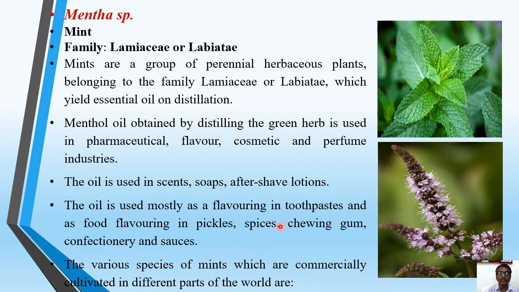The oil is used in scents, soap preparations and aftershave lotions. The oil is used mostly as a flavoring in toothpaste and as food flavoring in pickles, spices, chewing gums, confectionaries and sauces. There are various species of mints which are commercially cultivated in different parts of the world. This is the beautiful mentha plant having very beautiful inflorescence with light pink colored flowers.